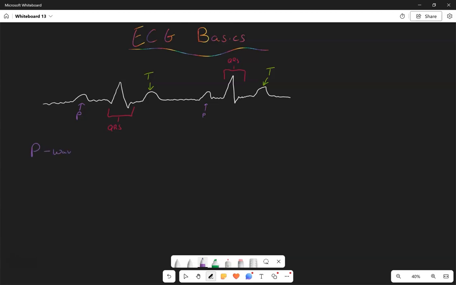So your P wave is going to correspond to atrial depolarization. So this is depolarization of the atrial cells. So depolarization or atrial systole. So we'll put that in there. Okay, atrial systole. Your QRS complex is going to represent ventricular depolarization. Okay. So QRS complex is ventricular depolarization or ventricular systole.